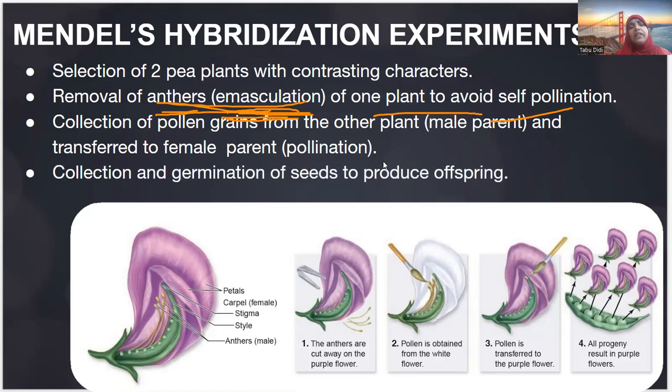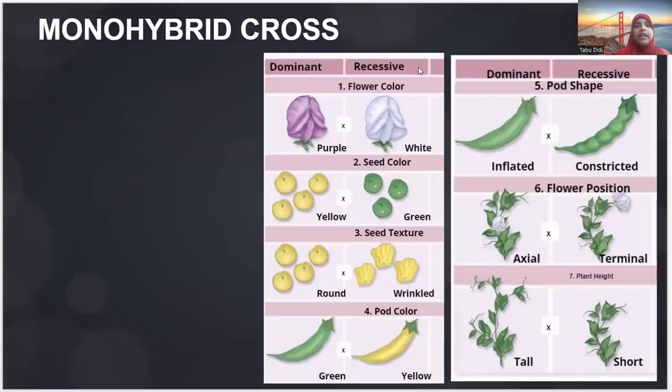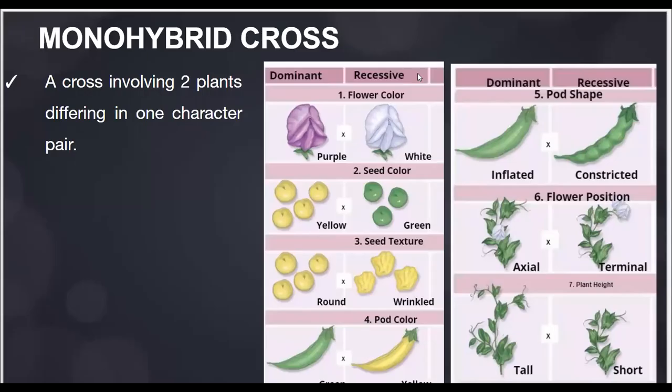Then they are allowed to reproduce, and the offspring are collected and studied. So collection and germination of seeds to produce offspring. So this is briefly about Mendel's experiment. Fine. Now we'll begin with the monohybrid cross.